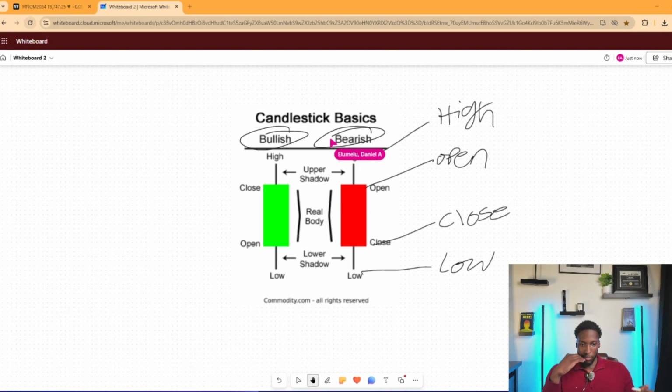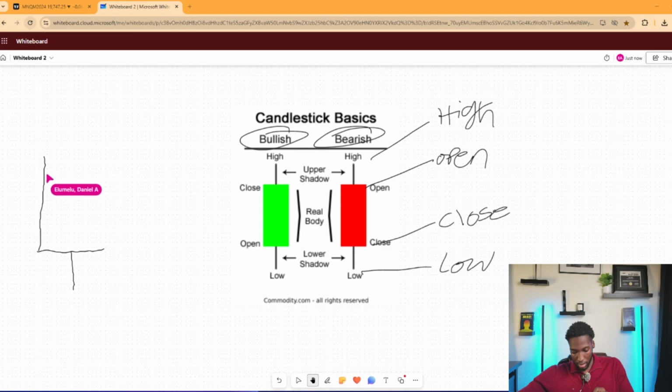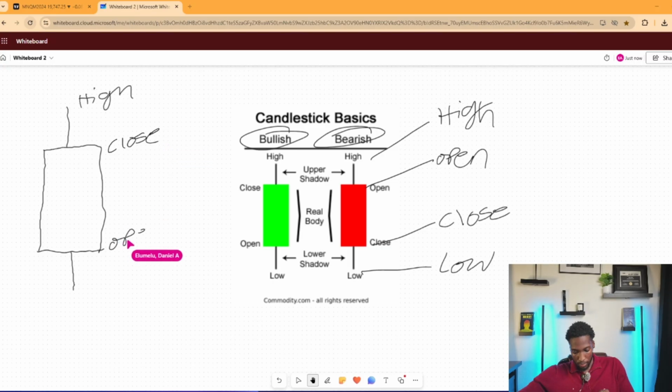So you have to understand, when a candle opens, especially for a bullish candle, it will open right here, it will trade lower, put in a low, and then continue to trade higher. So this would be the high of the candle. This would be the close, open, low.